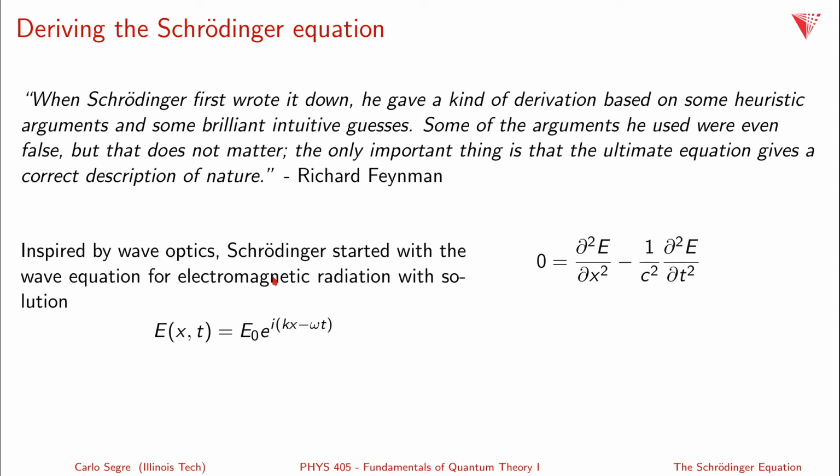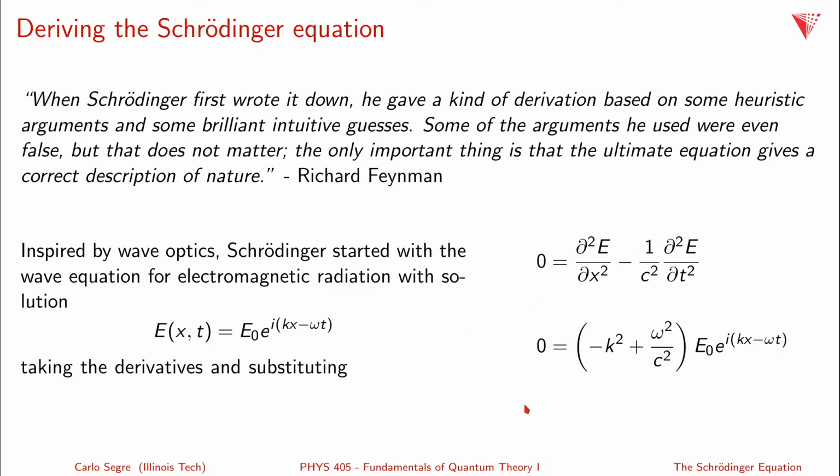A solution to this is an electric field that depends on x and t. It has an amplitude E sub 0, and then it's a traveling wave. Remember, anything that has a dependence kx minus omega t is a traveling wave. And in this case, it's e to the i (kx minus omega t). So this is a sum of sines and cosines, but it's a nice compact form that we can use, the complex exponential. If we take the derivatives of these two and substitute into the wave equation, we get the following.